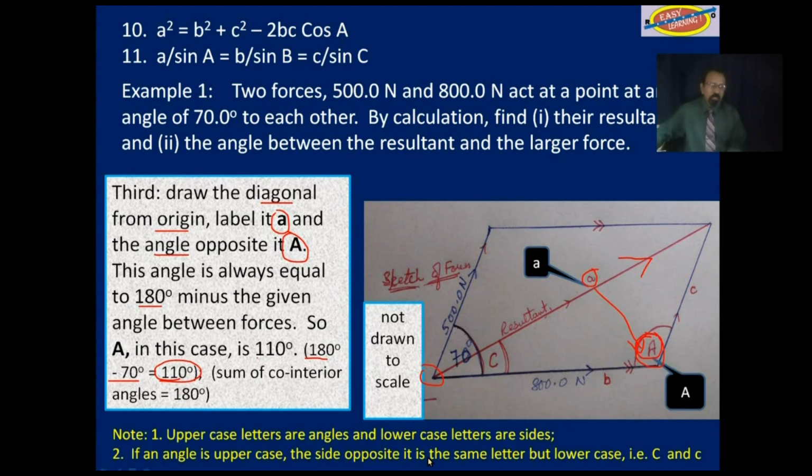The uppercase letters are angles and the lowercase letters are sides. If an angle is uppercase, the side opposite it is the same letter but lowercase. Example, an uppercase C for this angle here and a lowercase c for that side over there.